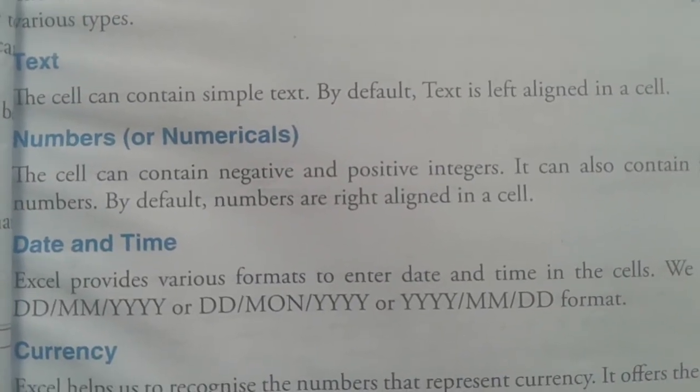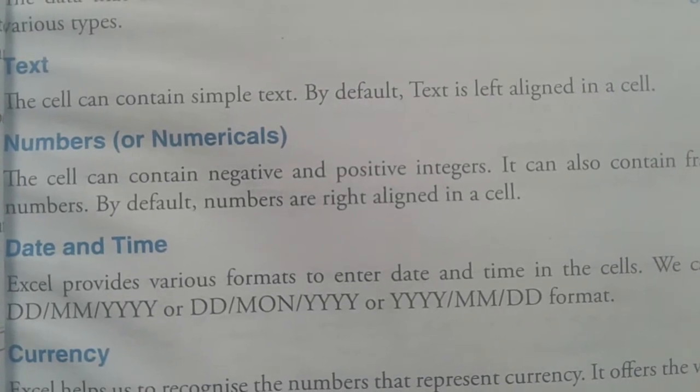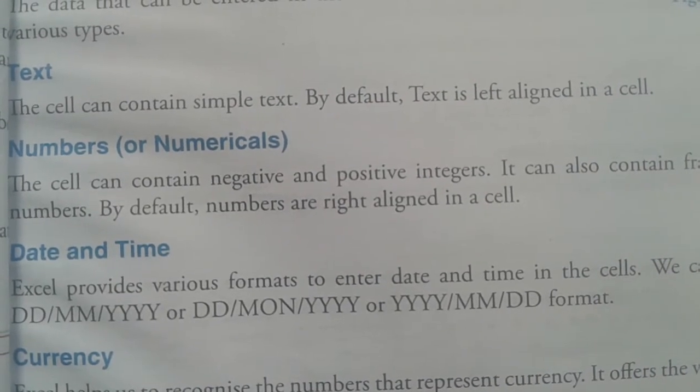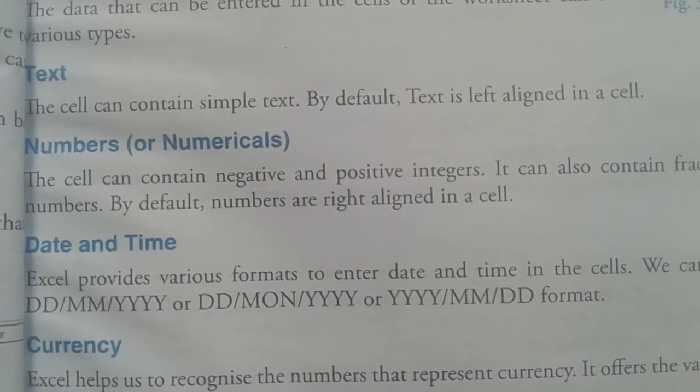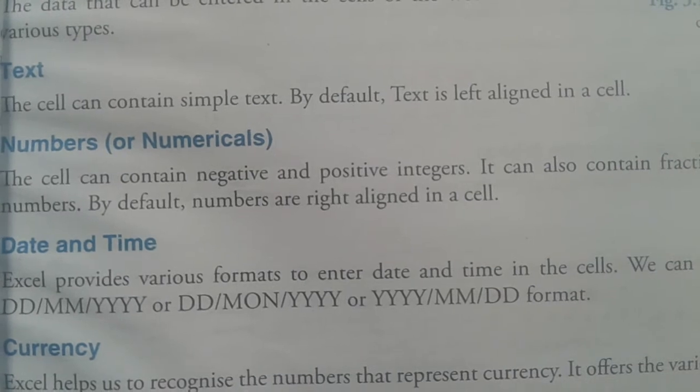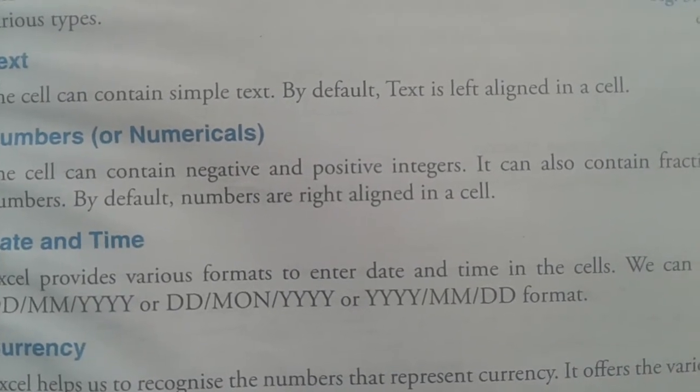Text type. The cell can contain simple text. By default, the text is left aligned in a cell. Number type. The cell may contain negative or positive integers. It can also contain fractions and decimal numbers. By default, numbers are right aligned in a cell.